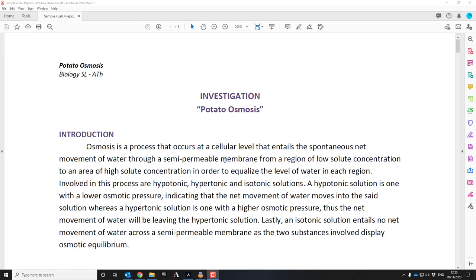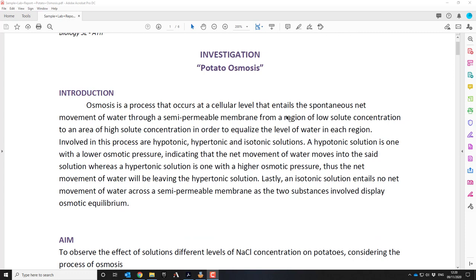A fairly typical experiment that you might do at A level is the potato osmosis experiment. So here is an example potato osmosis write-up that was written for the New University of International School of Thailand.